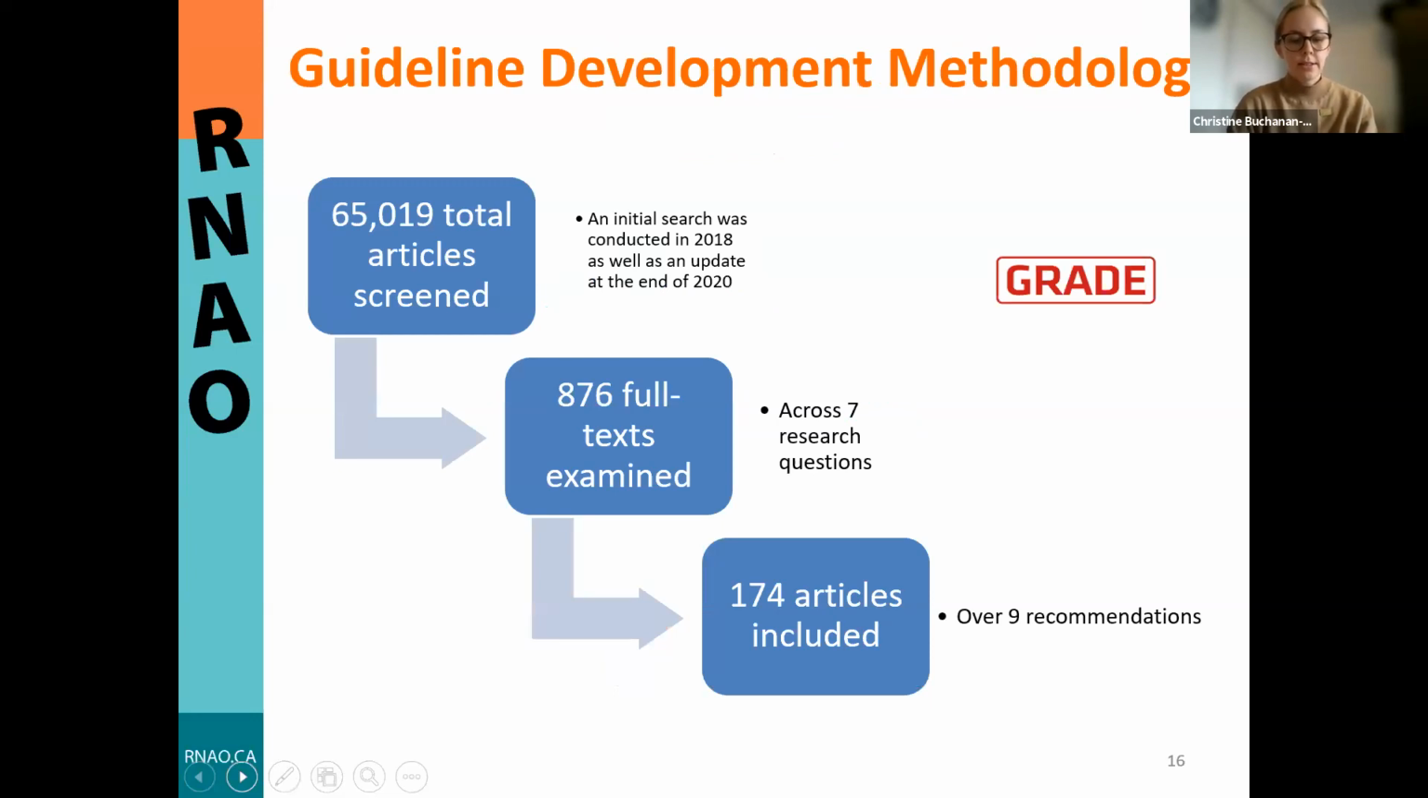What you can see on this slide is a PRISMA flowchart that indicates the rigorous process for the systematic reviews that the RNAO guideline team conducted for each of the recommendation questions. Our systematic reviews were aided with the help of a health science librarian, and the original searches were conducted in 2018 and then updated at the end of 2020. We asked 7 research questions and screened over 65,000 articles. Of these, almost 900 full texts were examined for relevance, and finally, 174 articles were included to inform the 9 recommendations in this BPG.